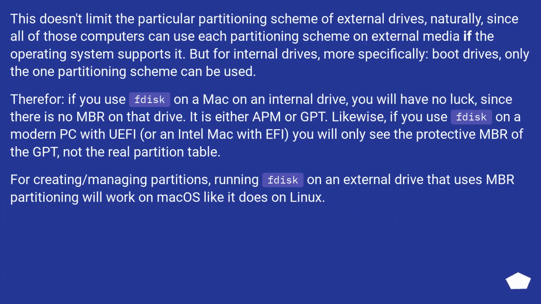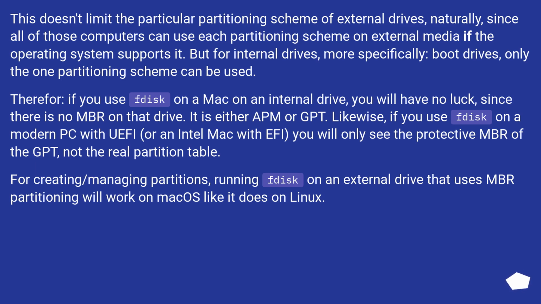This doesn't limit the particular partitioning scheme of external drives, naturally, since all of those computers can use each partitioning scheme on external media if the operating system supports it. But for internal drives, more specifically boot drives, only the one partitioning scheme can be used. Therefore, if you use fdisk on a Mac on an internal drive, you will have no luck, since there is no MBR on that drive. It is either APM or GPT.